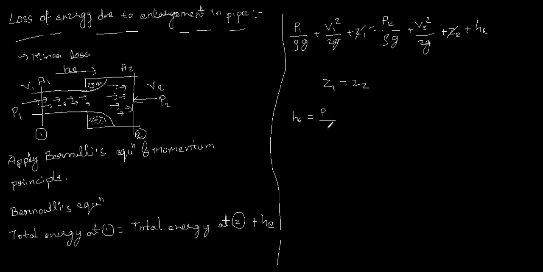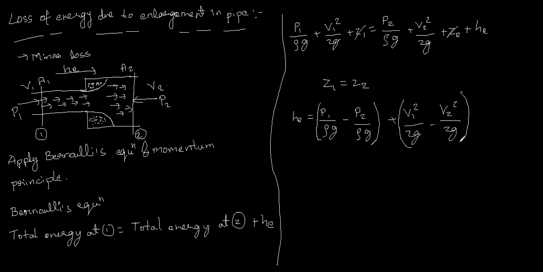Finally, keep He on the right side and take all the terms to the left side. Then the equation will be He is equal to P1 by rho g minus P2 by rho g, plus V1 square by 2g minus V2 square by 2g. Assume this expression as equation 1. This is up to applying Bernoulli's equation.